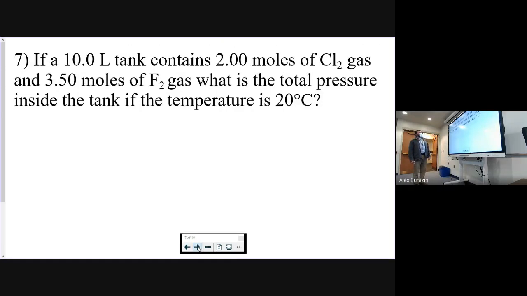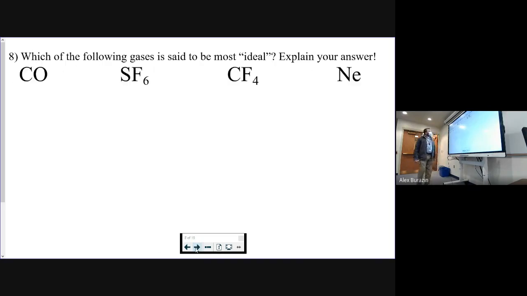Another PV equals nRT? No, not quite. Well, sort of. Yeah, we just added them together. I was talking about this too. So I have 5.5 moles of gas. I would use that for n, 10 liters, 20 degrees Celsius. I would switch that to Kelvin, but yeah, PV equals nRT once more.